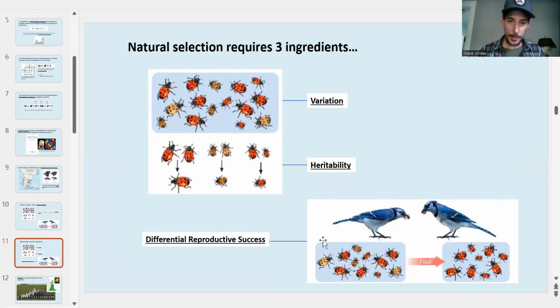We might start off with a population that has some frequency of red beetles and some frequency of yellow beetles, but over time, because the red beetles have differential reproductive success, the population becomes dominated by red beetles. And so this is really a simplistic explanation for the process by which natural selection unfolds. Variation in populations, that variation is heritable, and different individuals with these different traits have different levels of reproductive success.